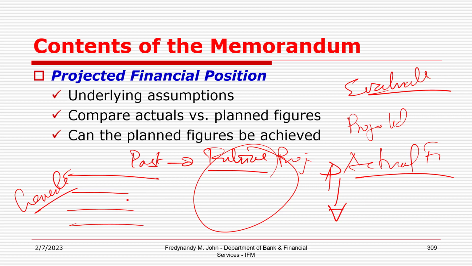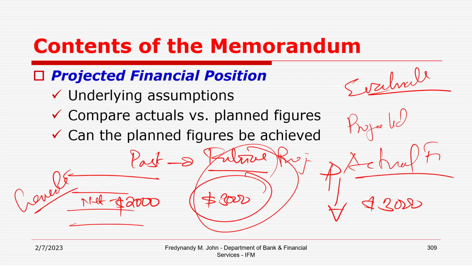For instance, maybe net profit in the previous years, in one of the years, was determined to be, let's say, 2,000 USD. And the projection is that if you finance this business, net profit will increase by a certain percentage, let's say by 50%. Therefore, the net profit is going to be 3,000 USD. But this is projection. Now, actual figure, what is the net profit? Is it the anticipated 3,000 USD, more than that, or lesser than that? What are the reasons for such deviation?